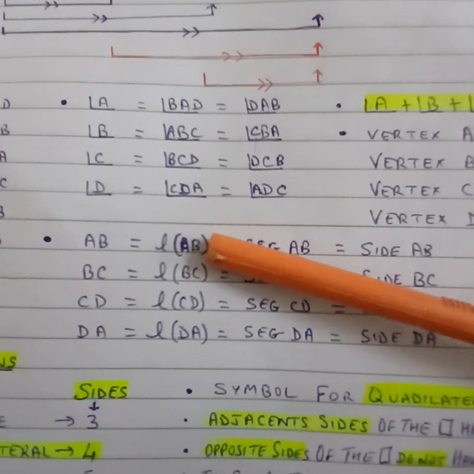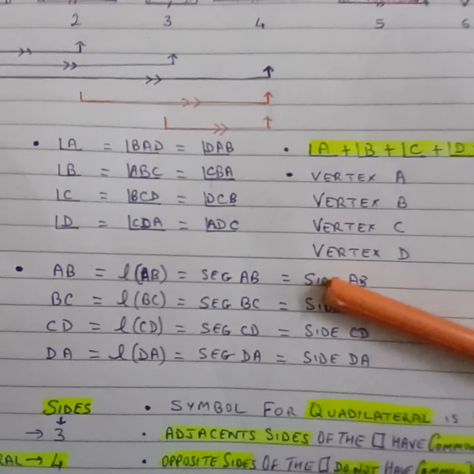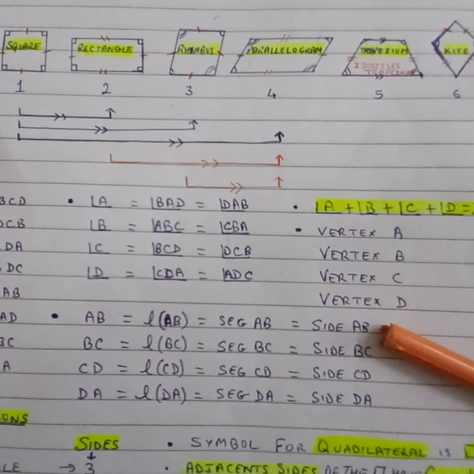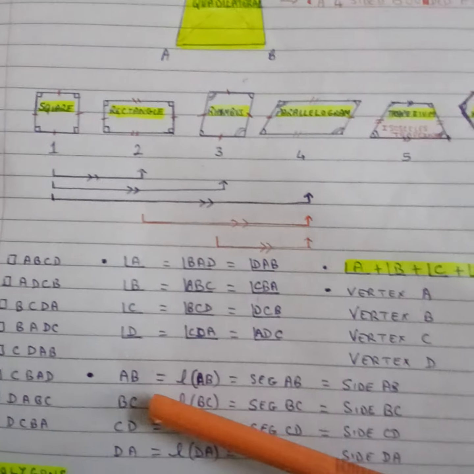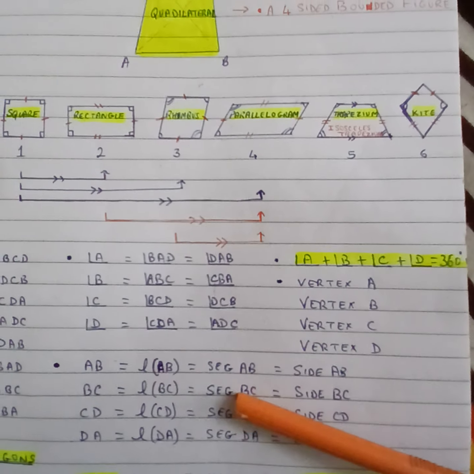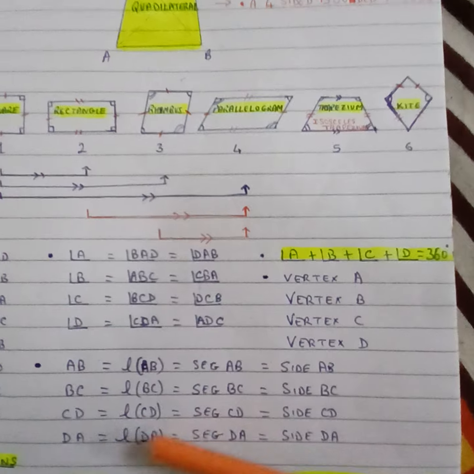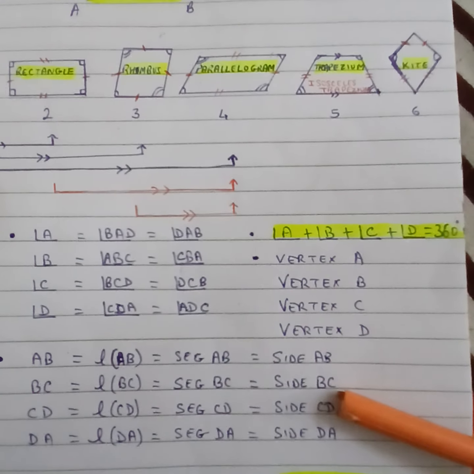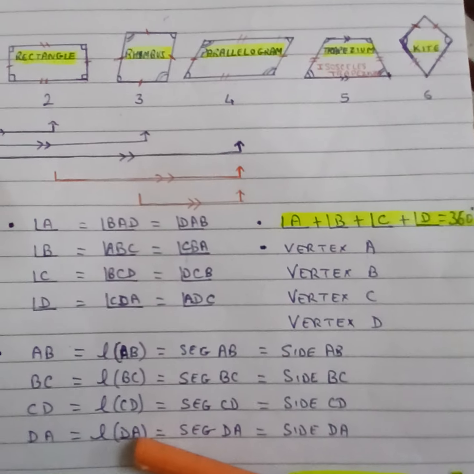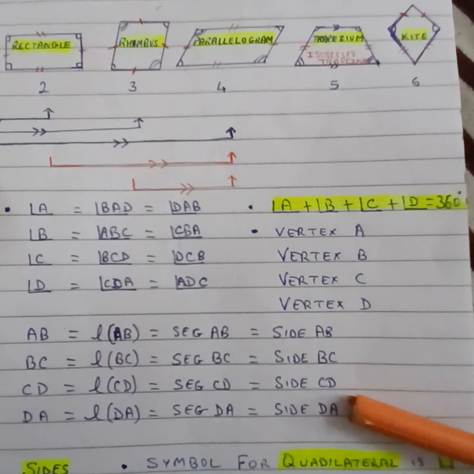Side AB is equal to length AB equal to segment AB is equal to side AB. It can be named in this way: BC is equal to length BC equal to segment BC equal to side BC. CD is equal to length CD is equal to segment CD equal to side CD. DA is equal to length DA equal to segment DA equal to side DA.